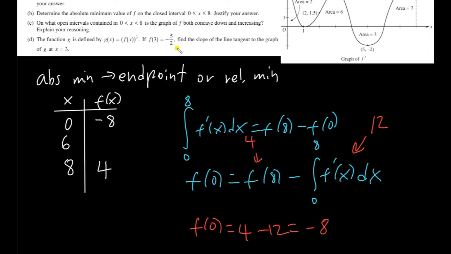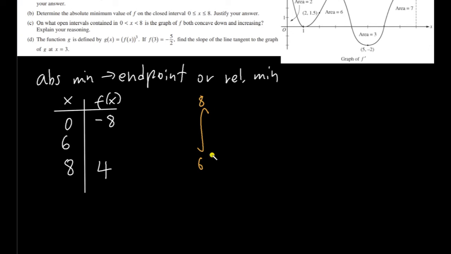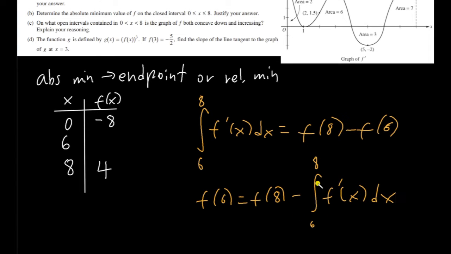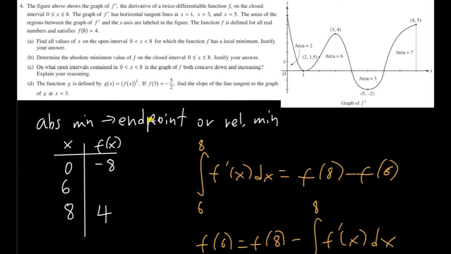Okay, it's a really similar thing for finding f of 6, but this time the integral will go from 6 to 8 instead of from 0 to 8. So f of 8 minus f of 6 is that integral. So f of 6 equals f of 8 minus that integral. Okay, what is the integral from 6 to 8?